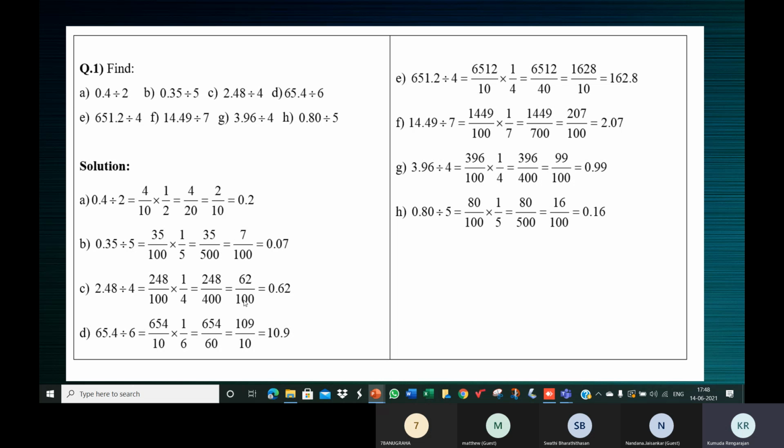Not that if you simplify, you will get a different answer. It's not like that. In mathematics, whatever method you use, if it can be justified, you will get the same answer. You cannot get different answers.